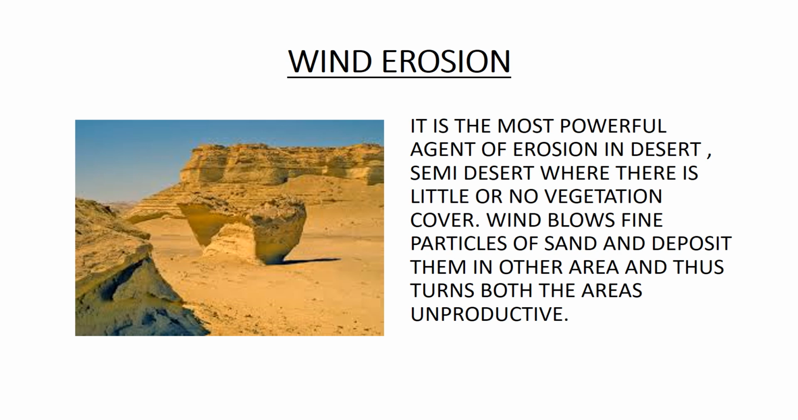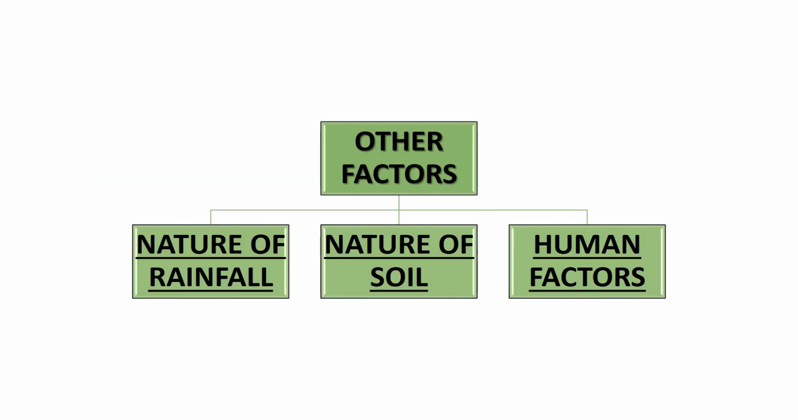Wind erosion. This is the next type of erosion. It is the most powerful agent of erosion in desert, semi-desert, where there is little or no vegetation cover. Wind blows fine particles of sand and deposits them in other areas and thus turns both the areas unproductive. Other factors are nature of rainfall, nature of soil, human factor, and we are going to do it in detail.